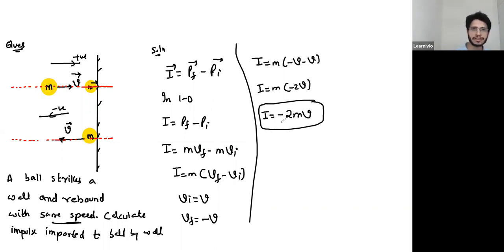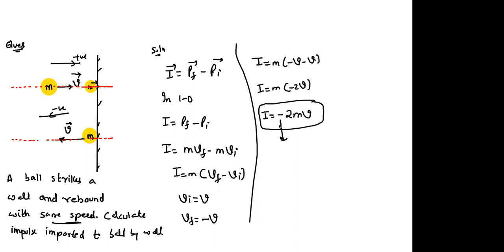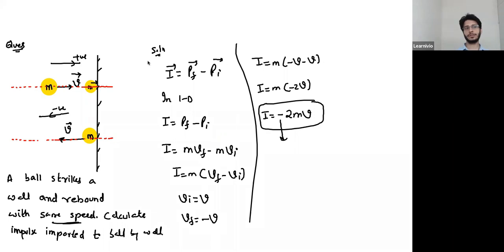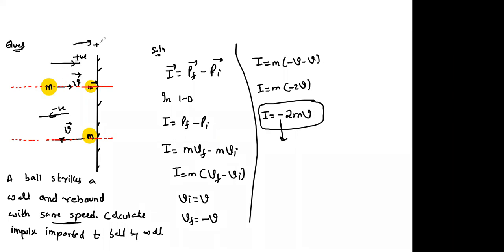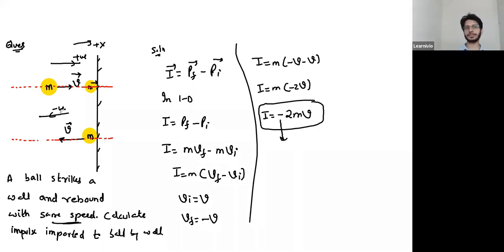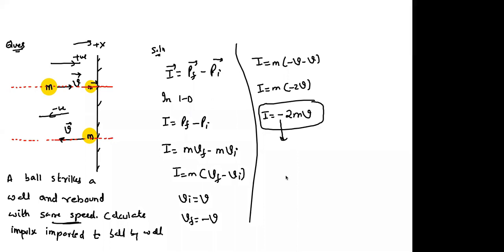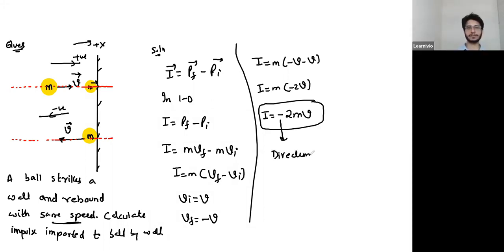Just by looking at this negative sign, can you predict the direction of impulse? I consider the right hand side to be positive, the positive x-axis. So the negative sign means the direction of impulse is along the negative x-axis.